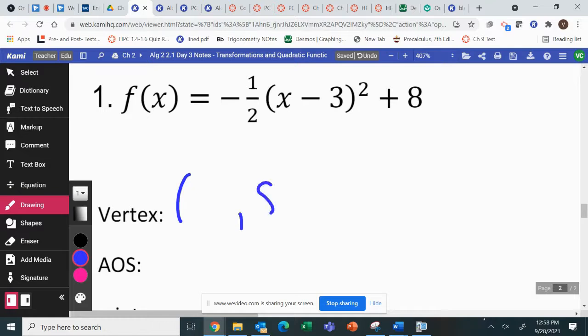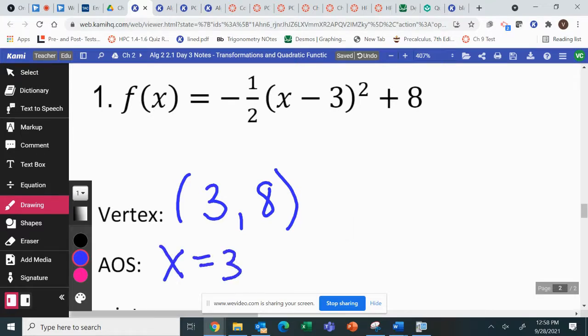Ryan, can you help him? 3/8. What did he do wrong? Oh, Gavin's shaking his head. He's like, yep, I know what I did. Yeah. So we need to make sure the horizontal is opposite. So +3/8. Good. And then because of that, our axis of symmetry, Brian, can you do the axis of symmetry? Very, very good. X equals 3.